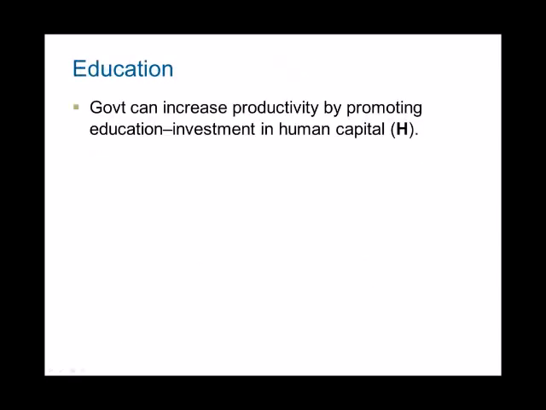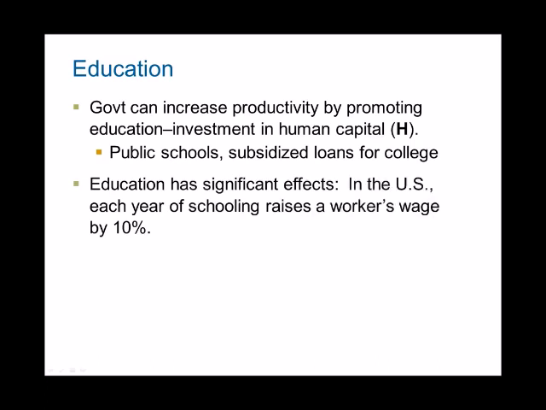The other kind is education. So we know that human capital affects productivity, and so increases in human capital increase growth and productivity levels. So government can increase productivity by promoting education. In the US, it is done by public schools. So up to the 12th grade, education is free for the students who are in public schools.